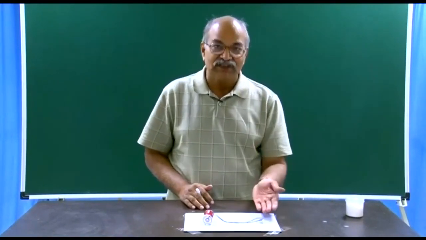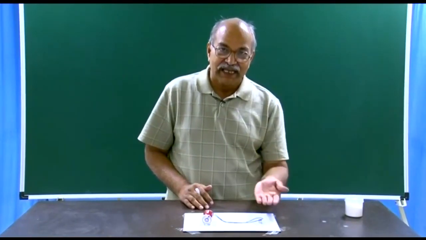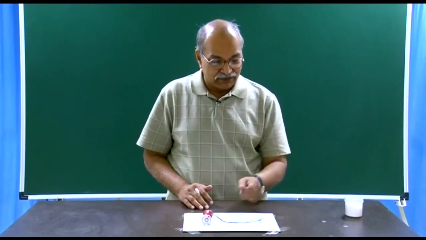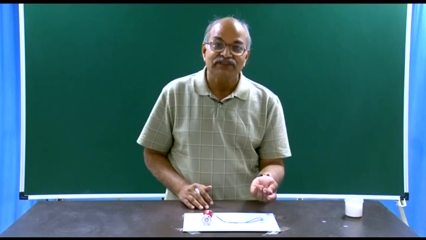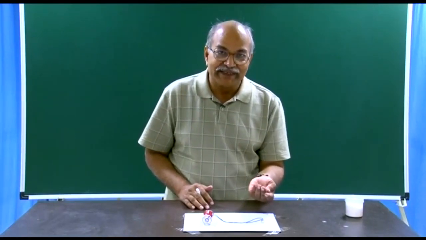Now let us understand why the motion of this loop depends on the placing of this magnet. Slightly inside, the motion is very good and it goes up to a good extent. Slightly to this side, and the motion is very low. So why is that?